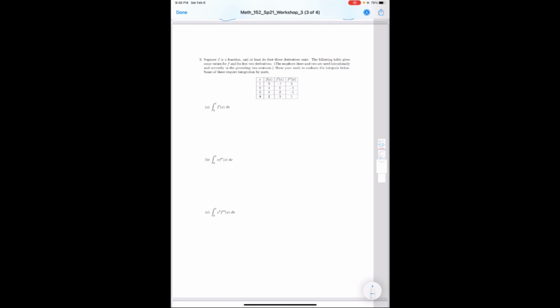We just need the antiderivative of f prime evaluated at 3 and 2 and subtracted. We know that the antiderivative of f prime is just equal to f, right? So this is going to be equal to f of 3 minus f of 2. That gives us 1 minus 4, which is negative 3.